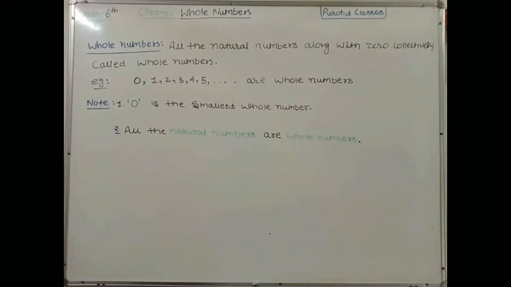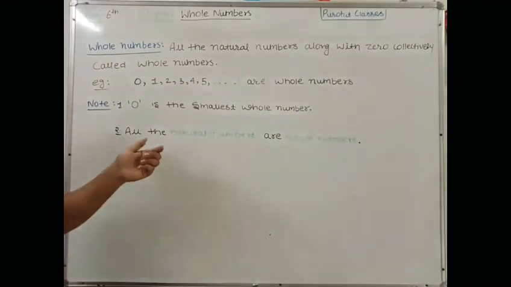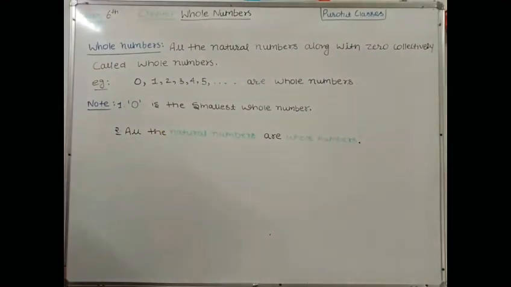Okay, the examples are 0, 1, 2, 3, 4, 5, up to infinity are whole numbers. And one thing I have written in the note is that 0 is the smallest whole number, you have to keep it in your mind. And the second thing is, all the natural numbers are whole numbers. This can be asked in the form of true or false: are all the natural numbers whole numbers?